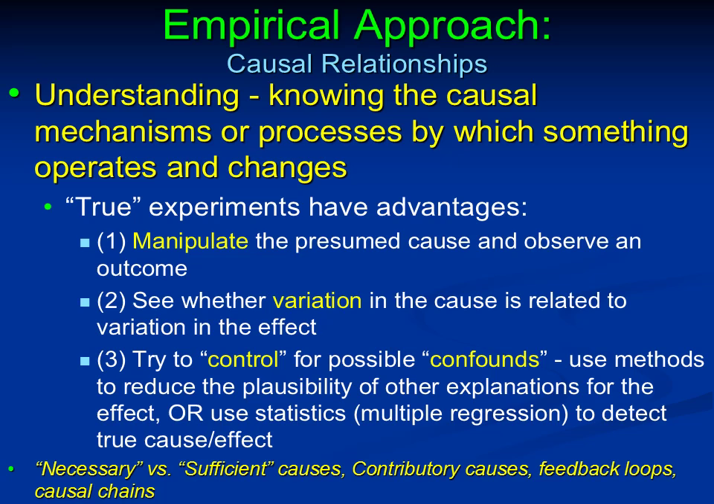Now, in real life practice, true experiments are probably the only perfectly pure method particularly well suited to the identification of clear cause and effect, because in a true experiment we have some advantages. We can do 3 really important things. Number 1, we can manipulate the presumed cause and then observe the outcome afterwards. Number 2, we can also see in a true experiment whether variation in the cause is related to variation in the effect.